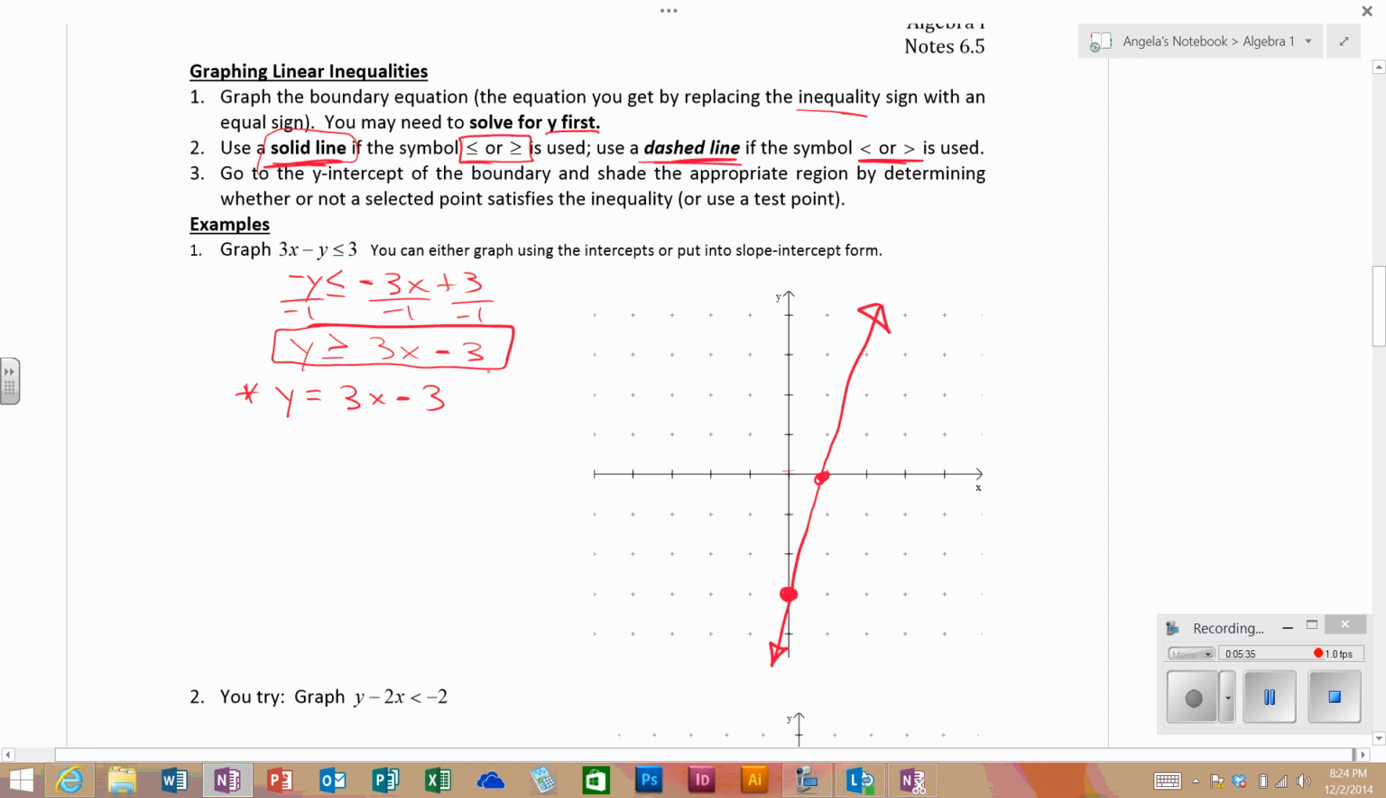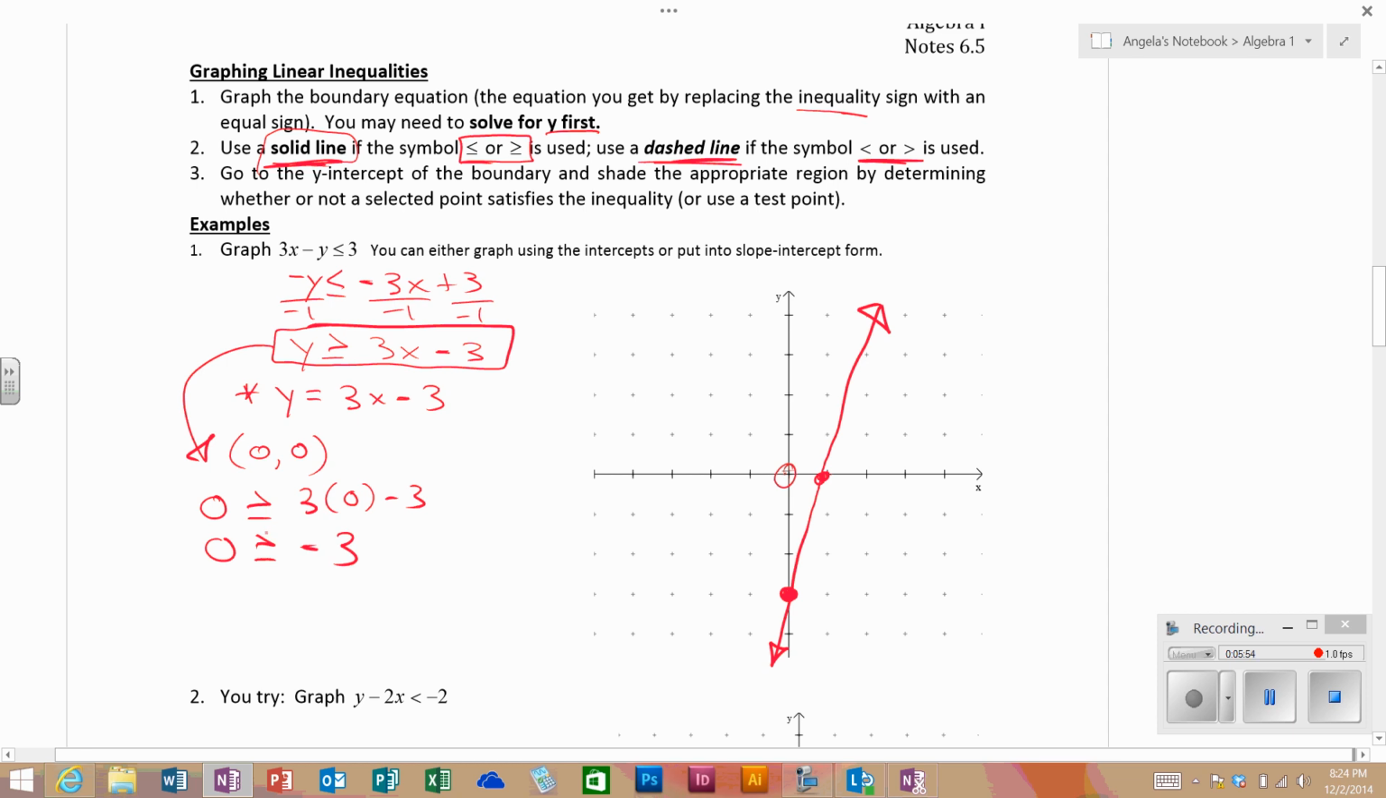So I always pick something really easy, and if you notice, 0, 0 is a point I could pick. It's on this side. So I'm going to plug that in to here. I'm going to try 0, 0. I'm going to plug 0 in for y and 0 in for x. So I get 0 is greater than negative 3.